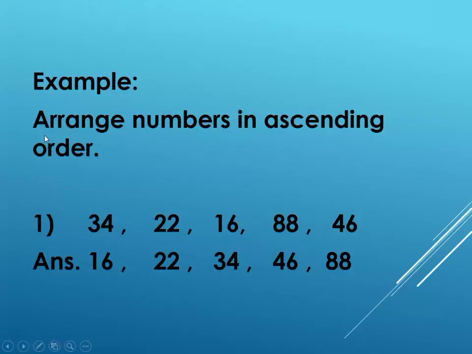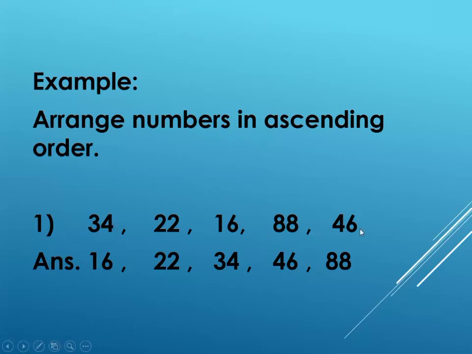Now see the example. Arrange the numbers in ascending order. Here the question gives 34, 22, 16, 88, 46. How many numbers are in this question? 1, 2, 3, 4, 5. These are the 5 numbers and we have to write these 5 numbers in ascending order. So what will we do in ascending order? In ascending order, we arrange the numbers from smaller to larger.